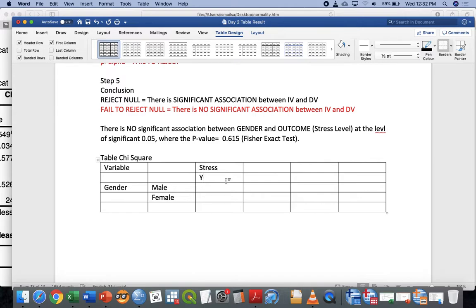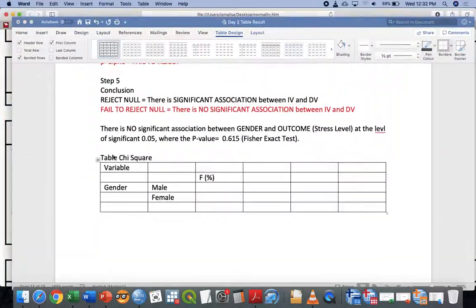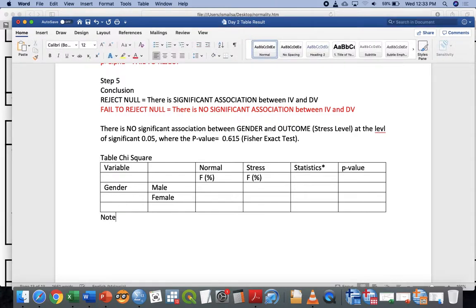Stress should be yes and no. Frequency, and in the bracket should be percentage. And then not stress, normal. Normal and stress, because you want to copy and paste. Otherwise, it is difficult to transpose everything back. Okay. Percentage. This one is statistics, and then this one is p-value. For your statistical value, perhaps you can put an asterisk here so that you can put the notes down here. Fisher exact. Then you can put your frequency and also percentage.